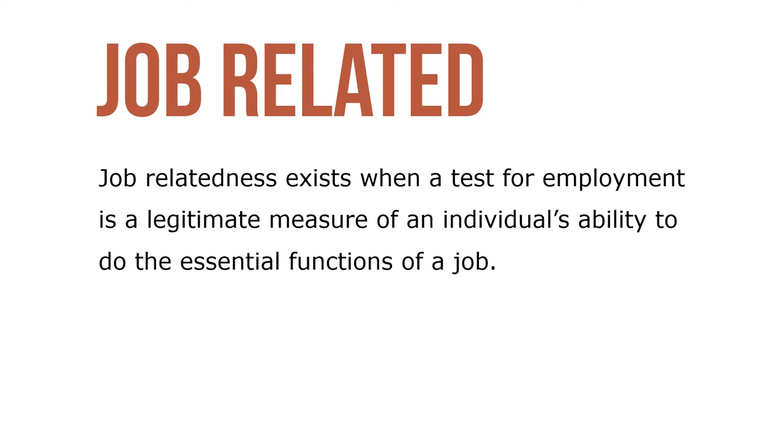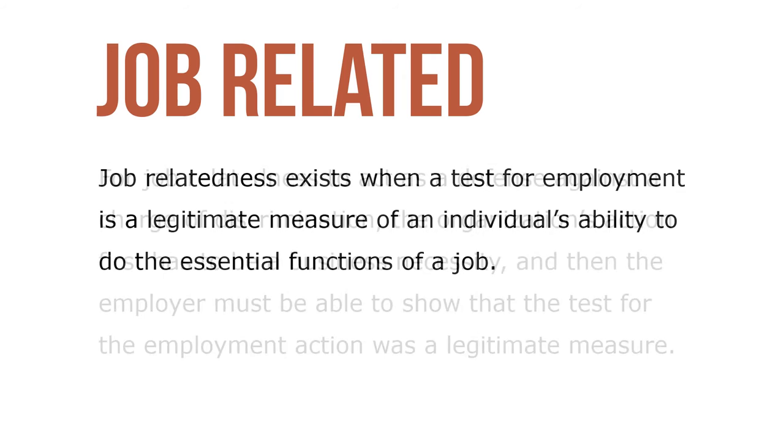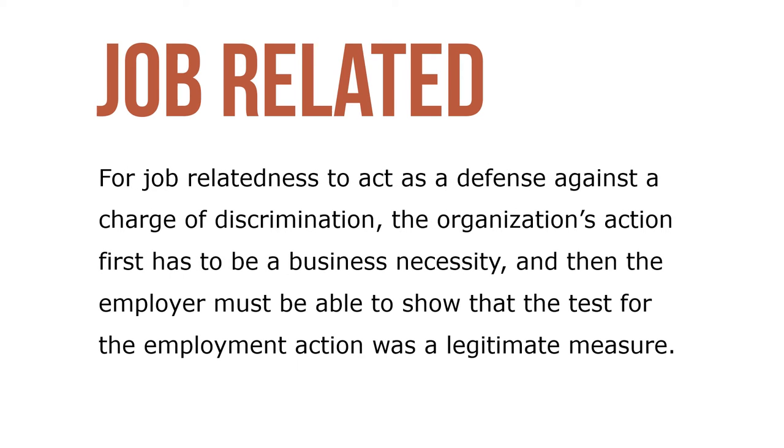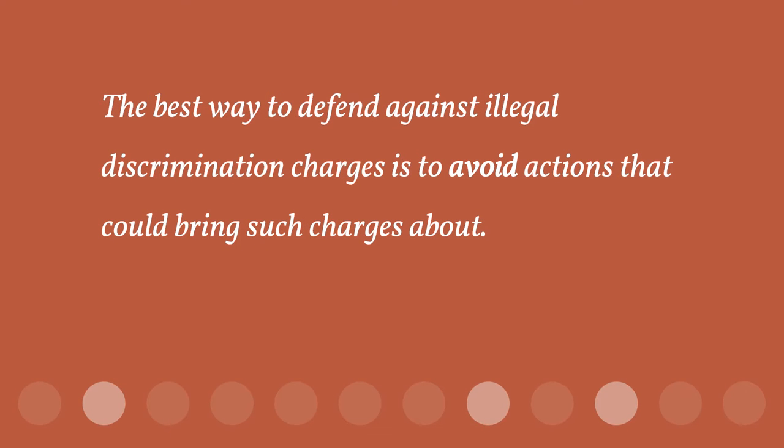Job relatedness exists when a test for employment is a legitimate measure of an individual's ability to do the essential functions of a job. For job relatedness to act as a defense against a charge of discrimination, the organization's action first has to be a business necessity, and then the employer must be able to show that the test for the employment action was a legitimate measure. The best way to defend against illegal discrimination charges is to avoid actions that could bring such charges about.